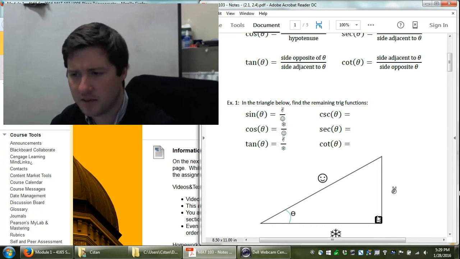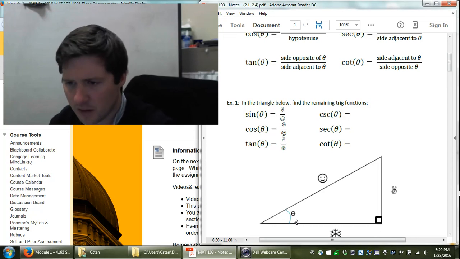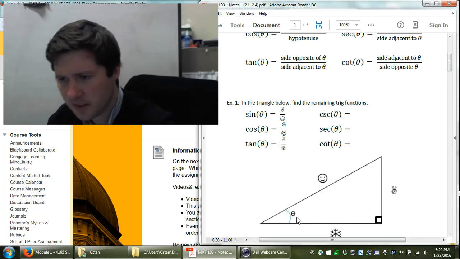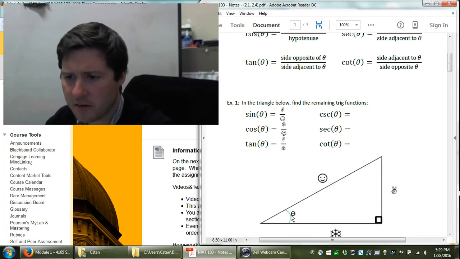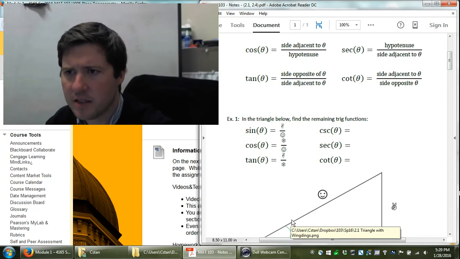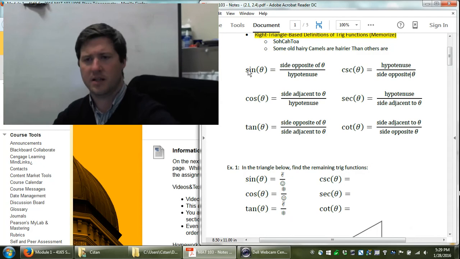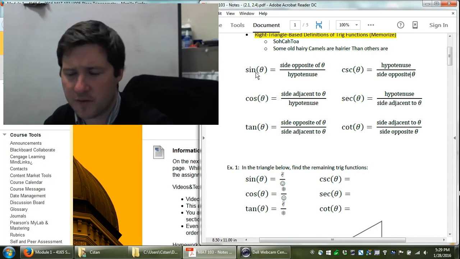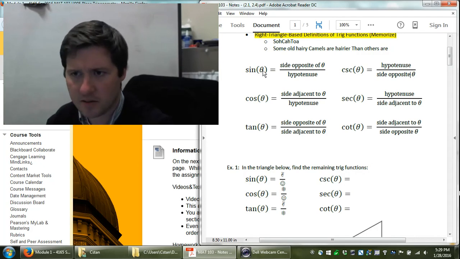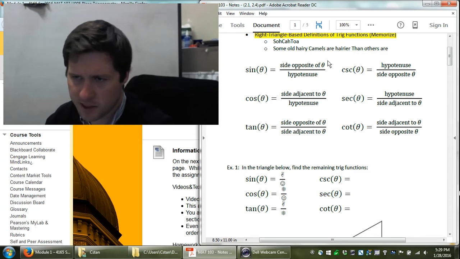Okay, so all of our trig functions, they're defined for a particular angle. So I've chosen this one down here in the bottom left corner. We could have chosen this one up here in the top right corner. Using this definition, however, we can't do it for this 90-degree angle. And eventually we'll get to a reason for why that is the case, but not today. So I've chosen this acute angle. Again, it's one of our angles that's less than 90 degrees. And now we've got all of these trig definitions.